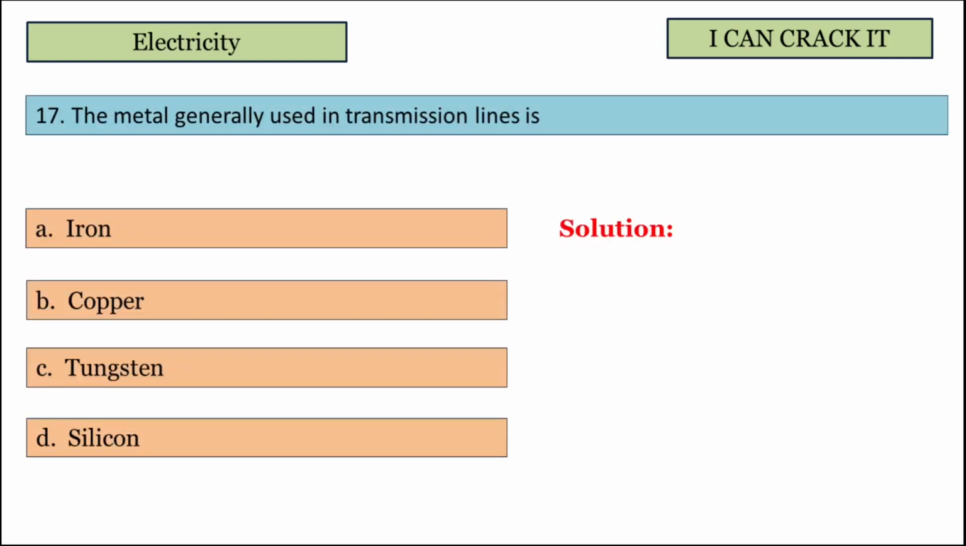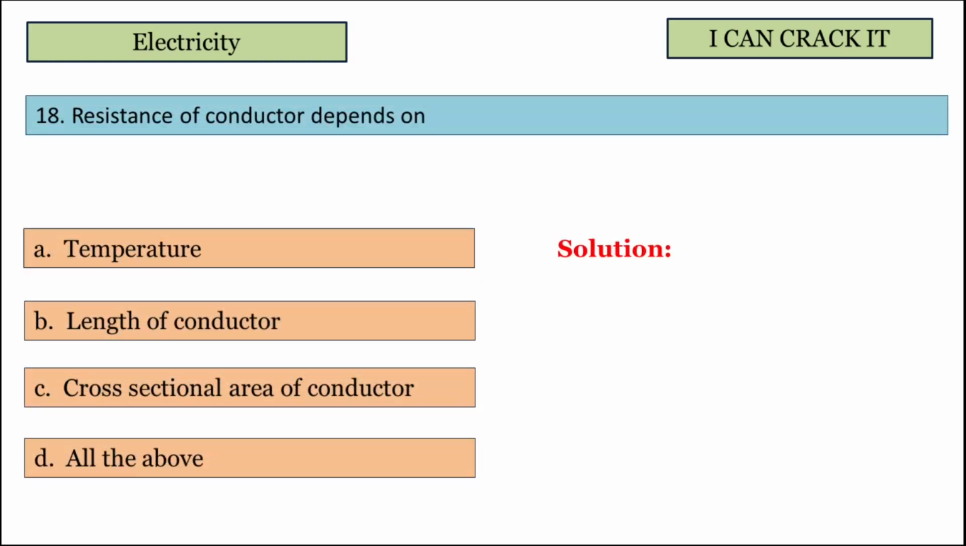The metal generally used in transmission lines is. So which metal will you use generally in the transmission lines, or the wires you use in the case of home appliances? You will use copper wires, right? So option B, copper. Now let's see the next one.